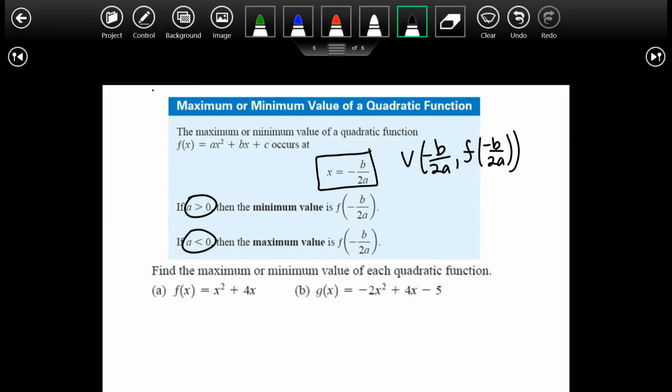So we're going to look at this again. This is not too difficult because we can still determine whether it's a min or max first. We're going to find our x, and then we're going to plug it back in.